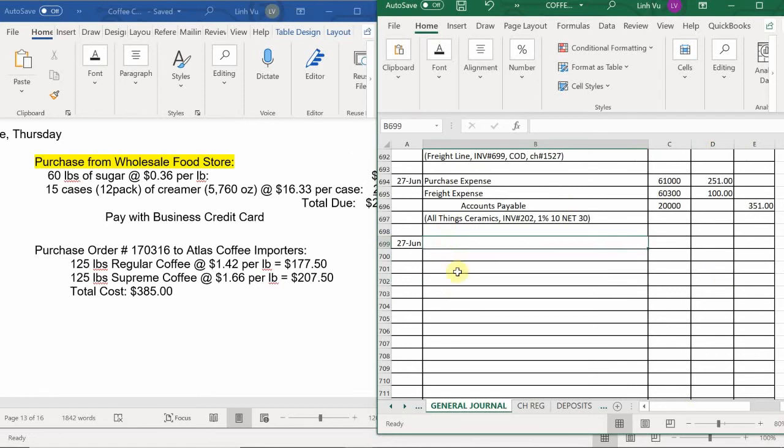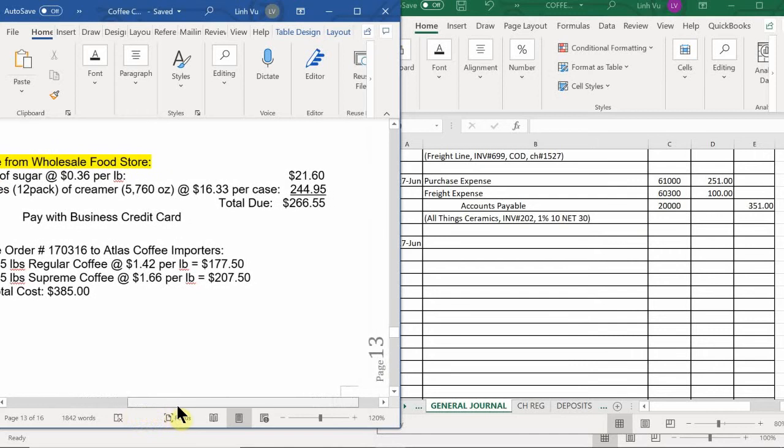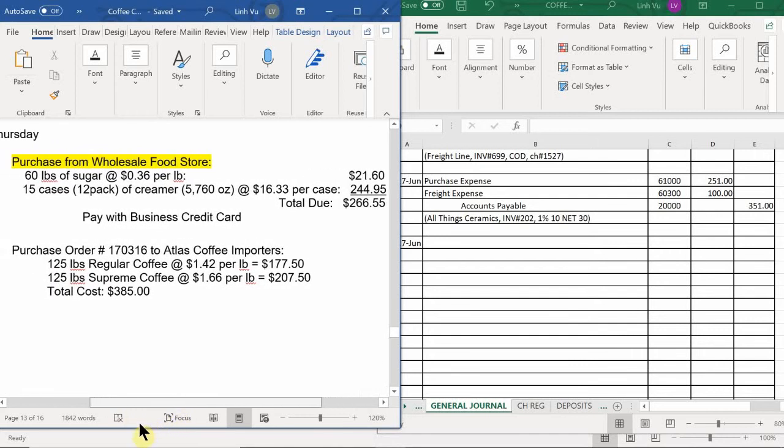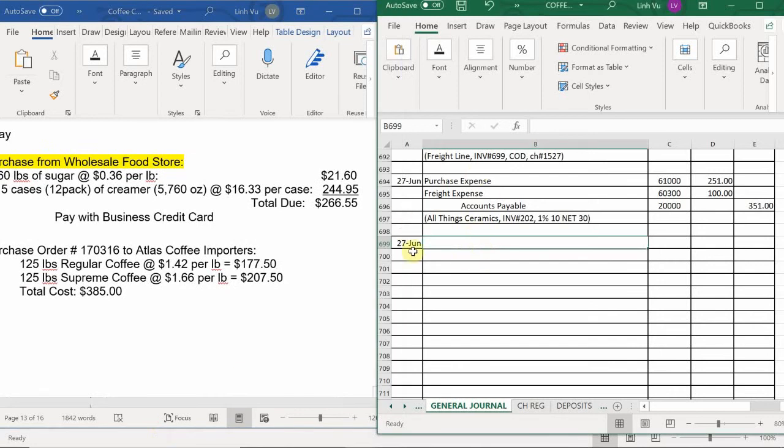So you're on June 27th, Thursday? Right here, Purchases. We purchased 60 pounds of sugar. So first you're going to put it in your general journal, and you're going to list your sugar, your creamer, and your Visa payable. Good. Sugar, creamer, and Visa payable, because we used our business credit card to pay for this.